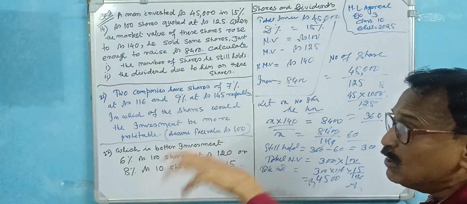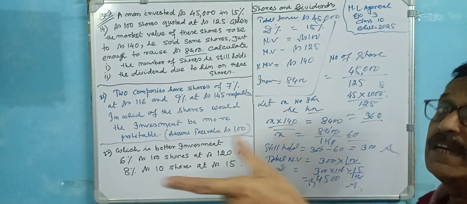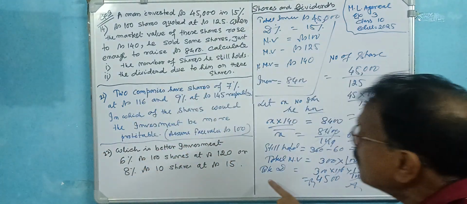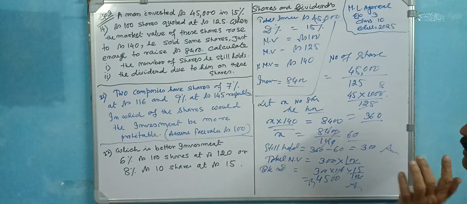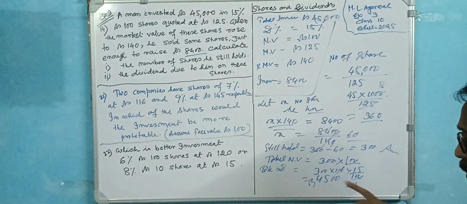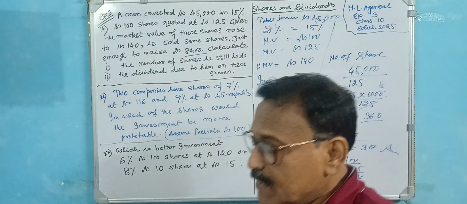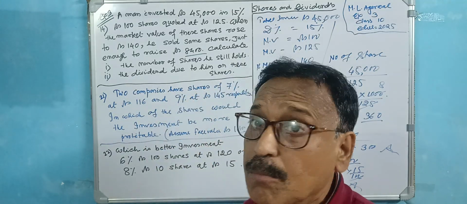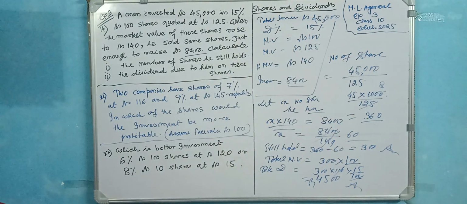On the basis of this, the dividend is collected. The dividend is collected on the total nominal value of the company, not on the market value. So 100 into this is the total nominal value. Per share is 100, and now the dividend is 15%. You calculate: 4500 is the dividend due. This is the question: the dividend due to him for the shares. Okay. Thank you, for the next sum.